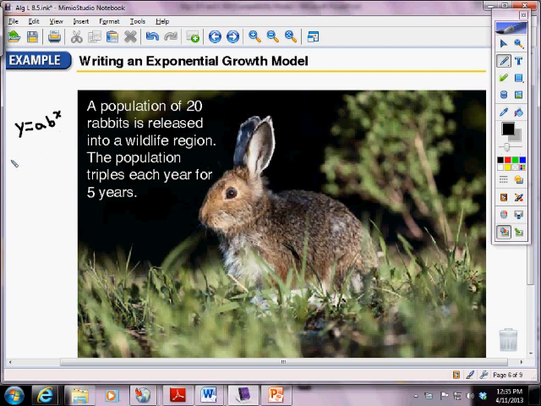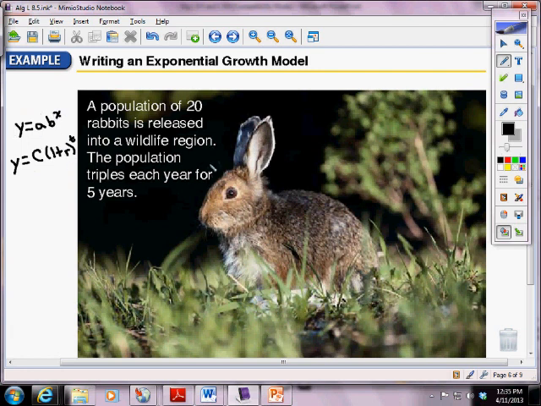And the second one that you were shown was c times 1 plus r raised to the t. They mean the same thing. Both a and c are initial values. This b and this 1 plus r both represent our growth rate, and x and t here both are our exponent, the number of times we're going to be raising our growth rate to. I said that this one here was beneficial when you're dealing with money and compound interest.